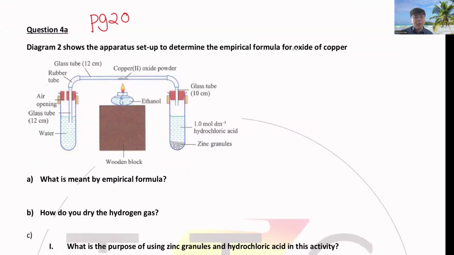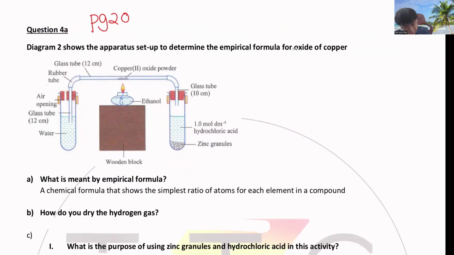Yeah, page 20. Okay, so first, for this one you write out the first definition of what is empirical formula. This one gives you the simplest ratio of atoms of each element in a compound.